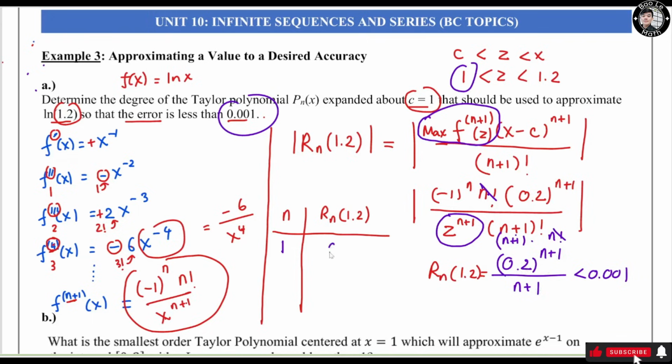Now n equals 1, substitute 1 for n over here. You get 0.02. N equals 2, you get 0.0027. This is still greater than 0.001. Now n equals 3, you get 0.0004, which is less than 0.001. So n equals 3 is the final answer, right?